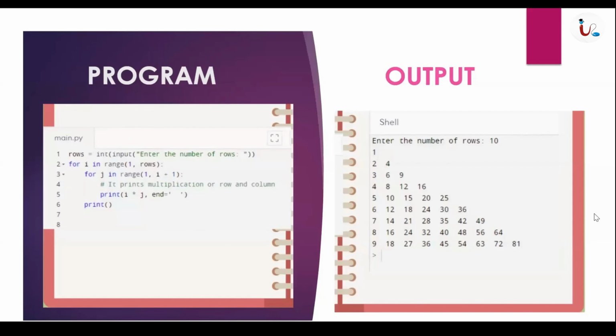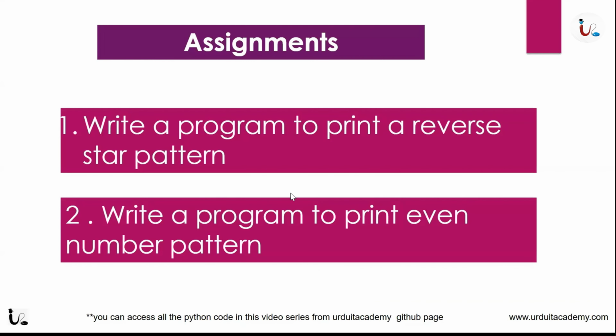Clear? I hope the concept of nested loops is clear. Now I'm going to give a simple assignment. There are 2 homeworks. First, write a program to print a reverse star pattern. In the program, we have already created a reverse number pattern. The same way, you can try to print a reverse star pattern. Now, the second question is to create a program to print an even number pattern. In this video series, we have already done the odd number pattern. The same way, you can try the even number pattern. I hope it's clear.